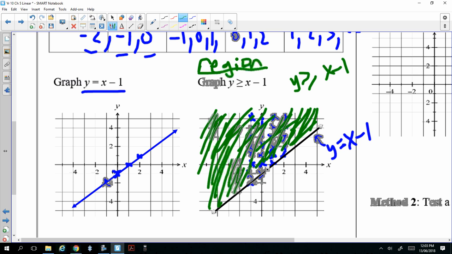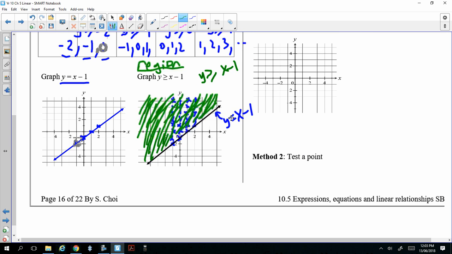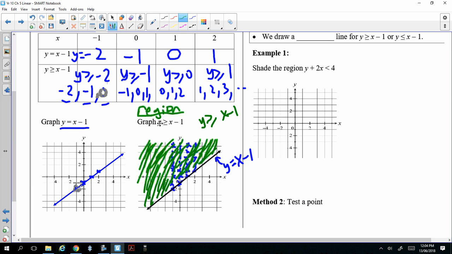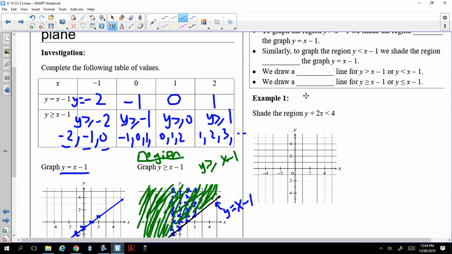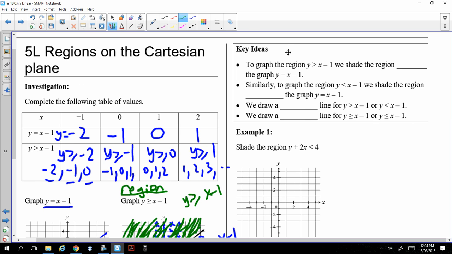So it's pretty straightforward. From this table of values, we discover a rule about shading regions. When y is greater than, it looks like we have to shade above, isn't it? So we can conclude what we found in the key ideas box on the page on your right. Let's write this down. To graph this region, y bigger than x minus 1, we'll shade the region above. When it's bigger than, it's above. When it's less than, we shade below.